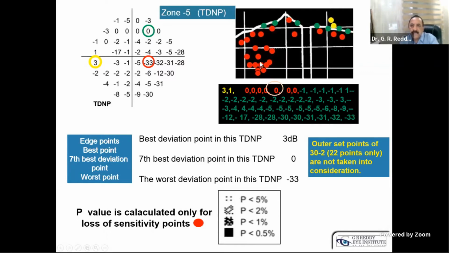Usually for the better points, those above the slope of the field of vision, the p-value is not calculated. Even though such sensitivity is not commonly seen, the p-value is not calculated for points better than normal. The p-value is always concerned with the loss of retinal sensitivity points.